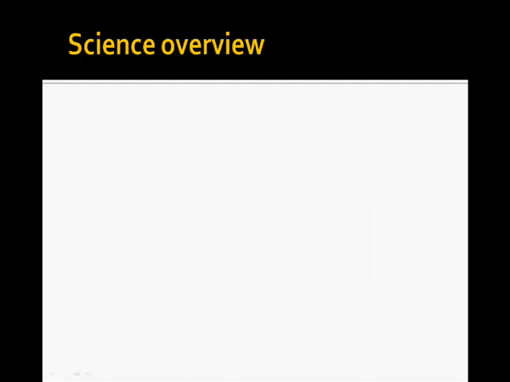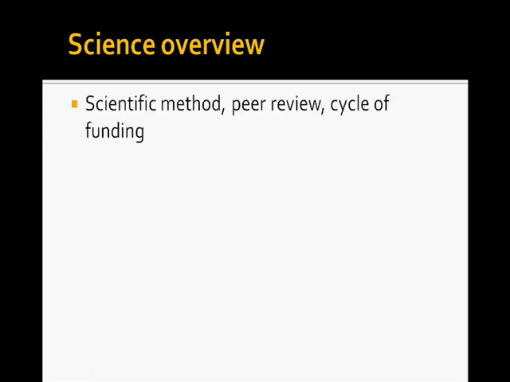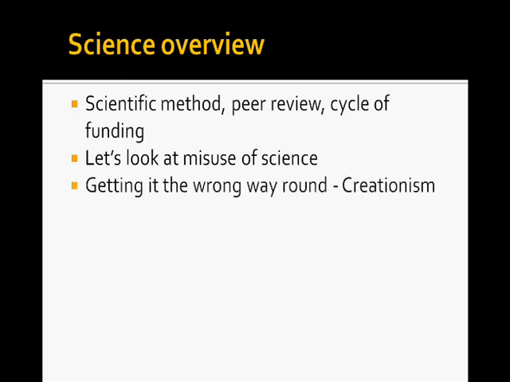So just to overview science, hopefully I've given you a very, very brief overview of the scientific method, and also told you a tiny bit about peer review and the cycle of funding. So now I'd just like to take a quick look at what can happen when you misuse science. One of the things I mentioned earlier is creationism, and creationism is a prime example of getting it the wrong way round.